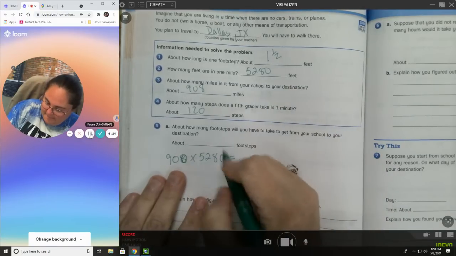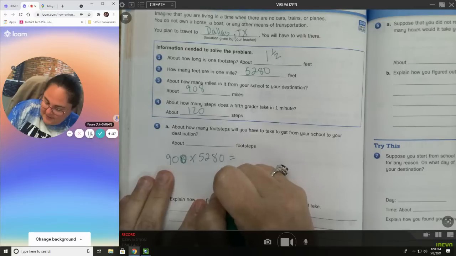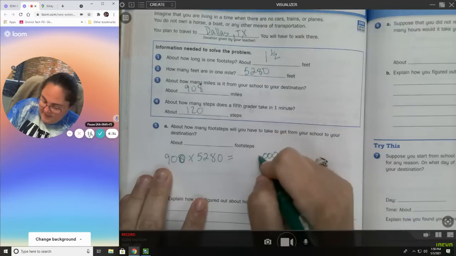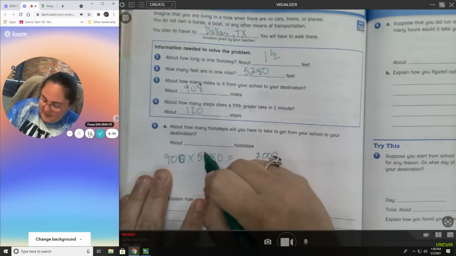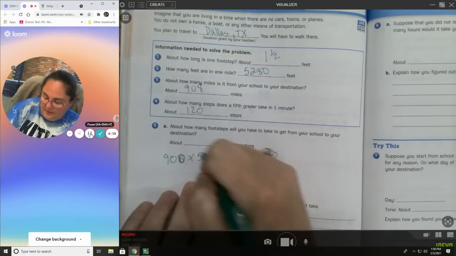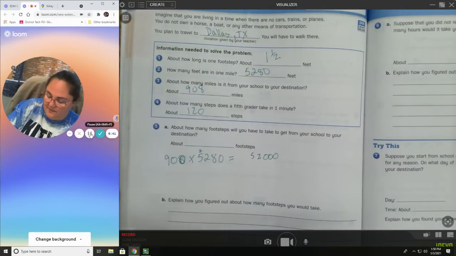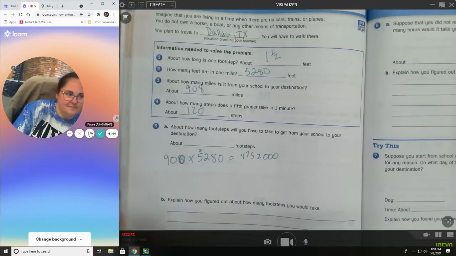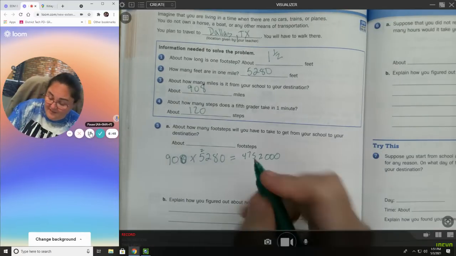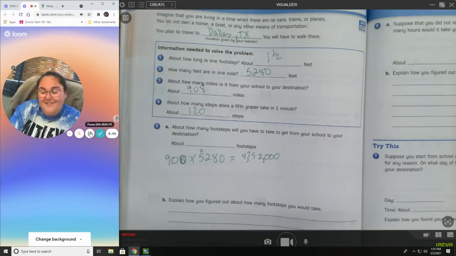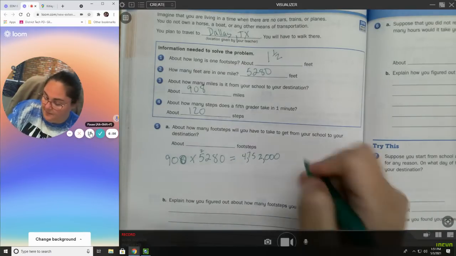All right. 9 times 0 is 0. 9 times 8 is 72. Carry my 7. 9 times 2 is 18, 19, 20, 21, 22, 23, 24, 25. 9 times 5 is 45, 46, 47. It's a lot of feet. So that's 4,752,000 feet. Okay. So now I have to divide that by 1.5 feet because remember, each step is 1.5 feet.